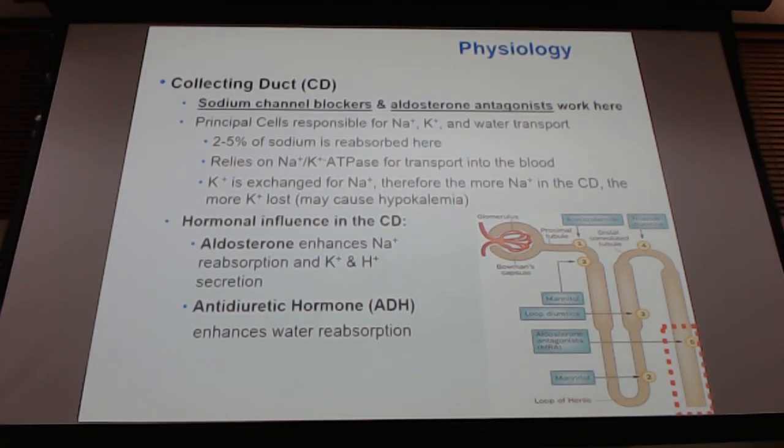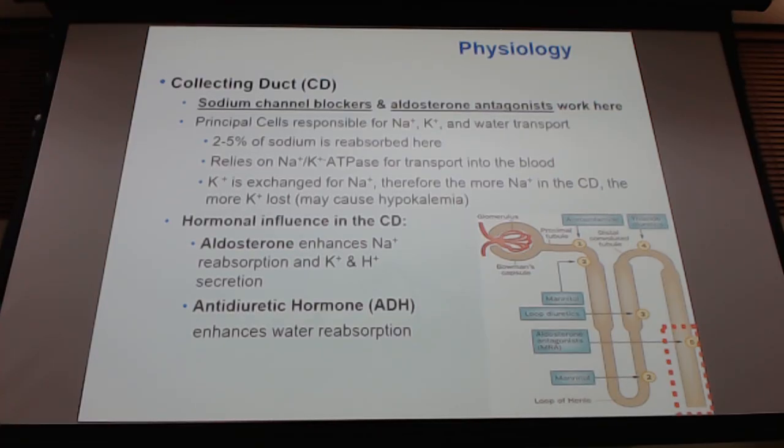Next, we have the collecting ducts. So we'll have sodium channel blockers and the aldosterone antagonists work here, also known as the mineralocorticoid receptor antagonists. So aldosterone antagonists and mineralocorticoid receptor antagonists are the same thing. They're used interchangeably. We'll have principal cells here, responsible for sodium, potassium, and water transport. It relies on the sodium-potassium ATPase pump, and K is exchanged for sodium.